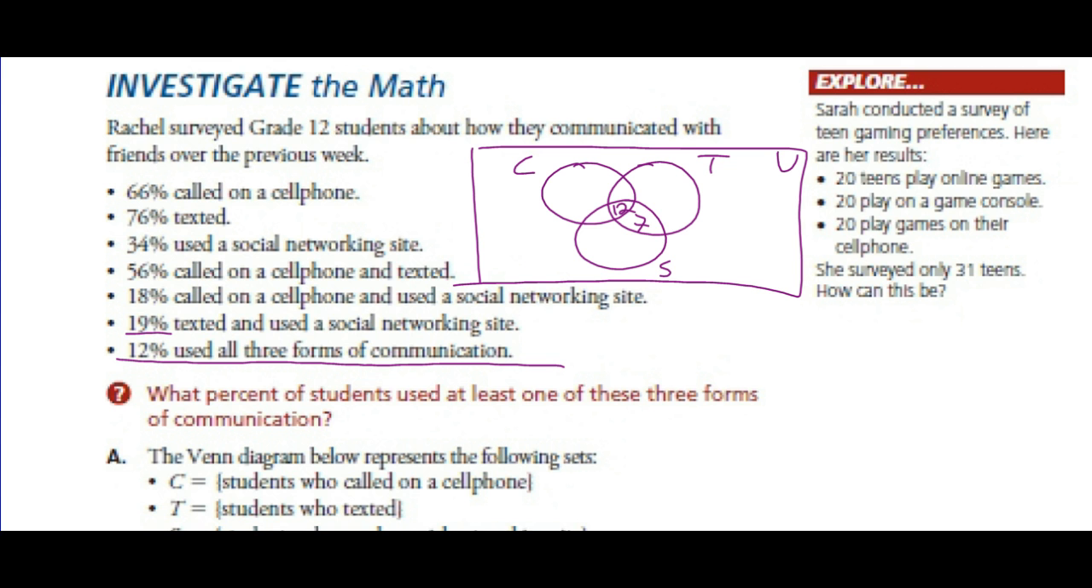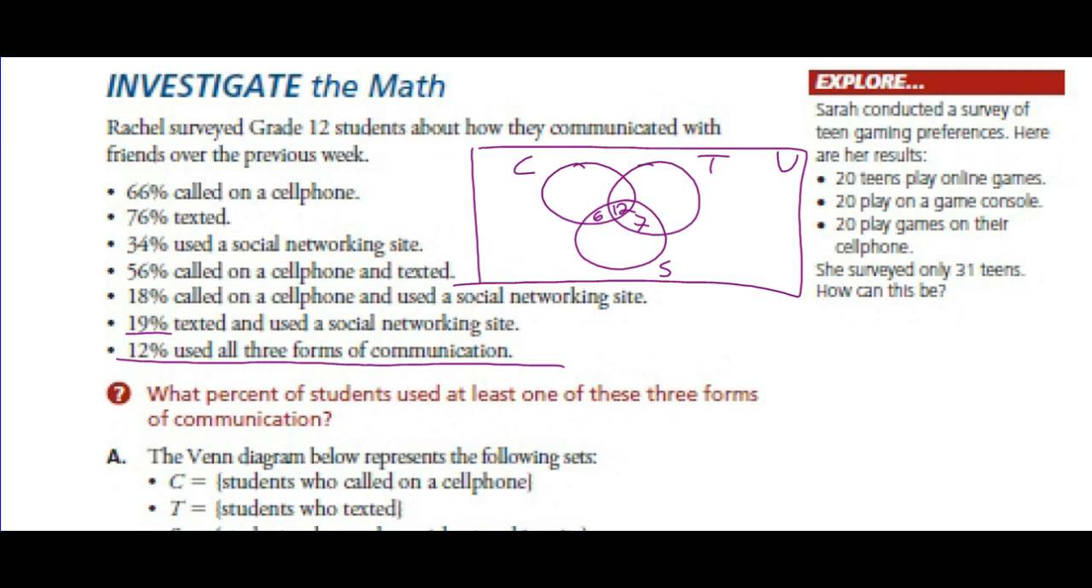So the football shape is the intersection between texting and social networking. If I say texting and social, I'm including both of these. If I say only texted and used social networking, then we're talking about just this little chunk of this oval, just this piece. So if I say 18% called on a cell phone and used social networking, what goes in here? 6.